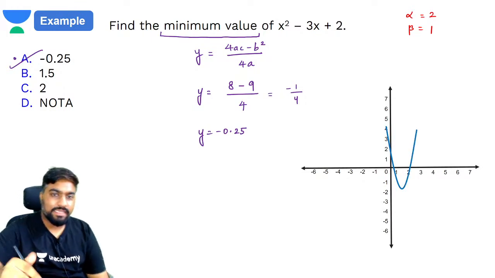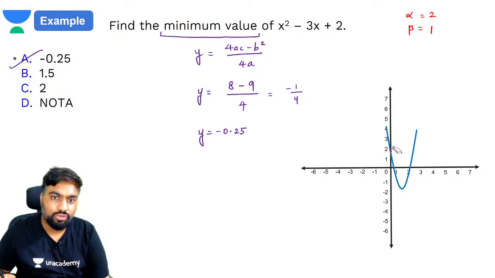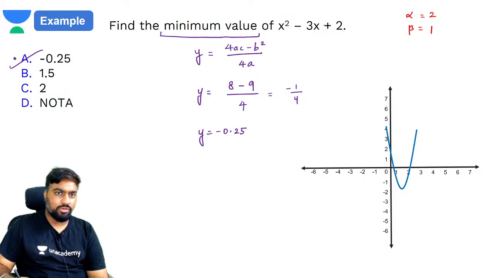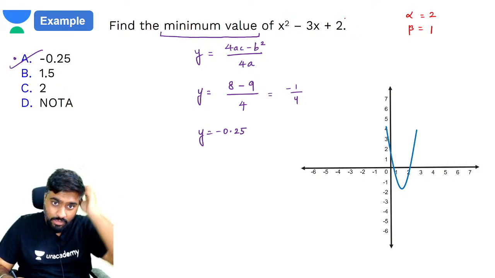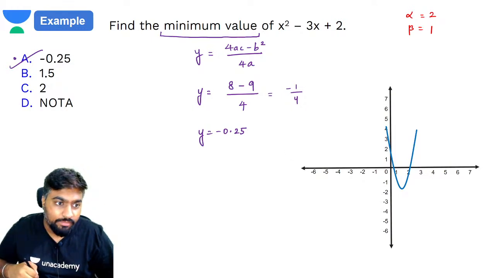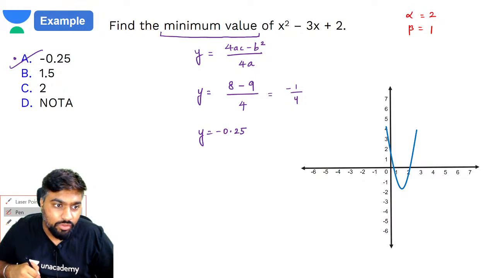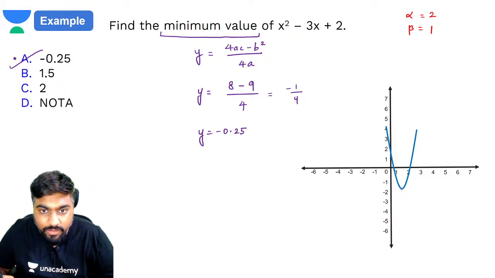Yes, our graph will look like this. It will pass through 2 on the y-axis. Why will it pass through 2 on the y-axis? If I make x 0, then y will become equal to 2, right? So this is our graph. Can you see the graph? Now, what do we need in the graph? What do we want in the graph? We want the minimum value of the function, which is where? Here. It lies here.